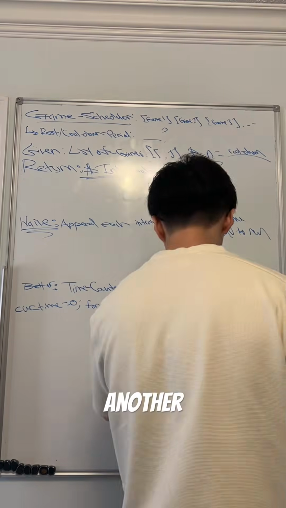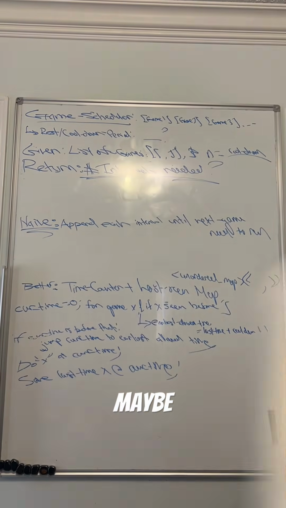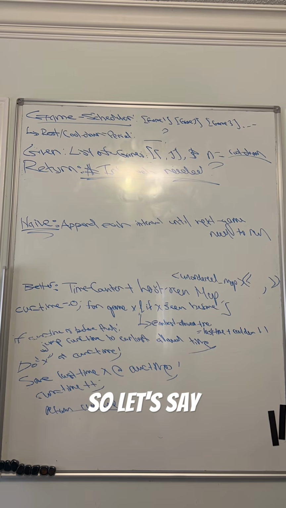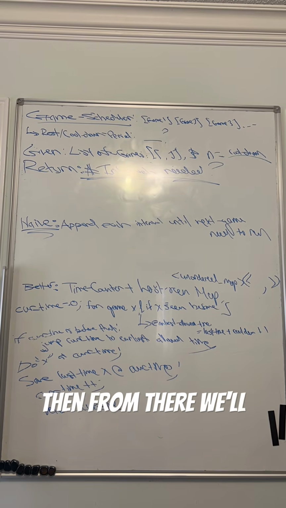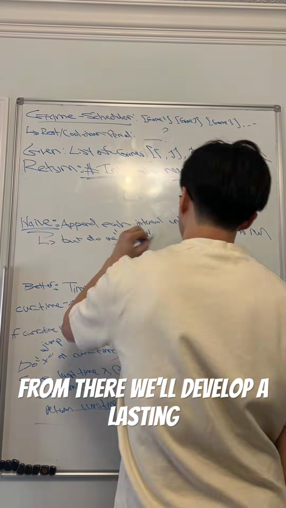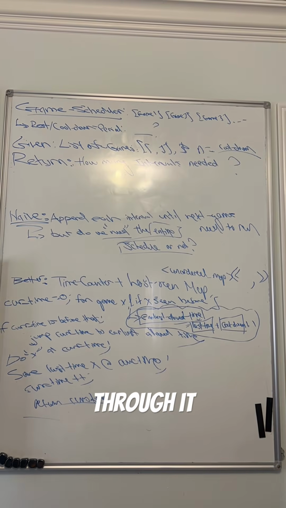So another idea that could be slightly more optimized for this given return type, maybe we're just going to have essentially time. And this is the value. So let's say set cur time equals 0. And then from there, we'll have, let's say, an unordered map in C++. From there, we'll develop a last seen map. And then we're just going to essentially walk through it.